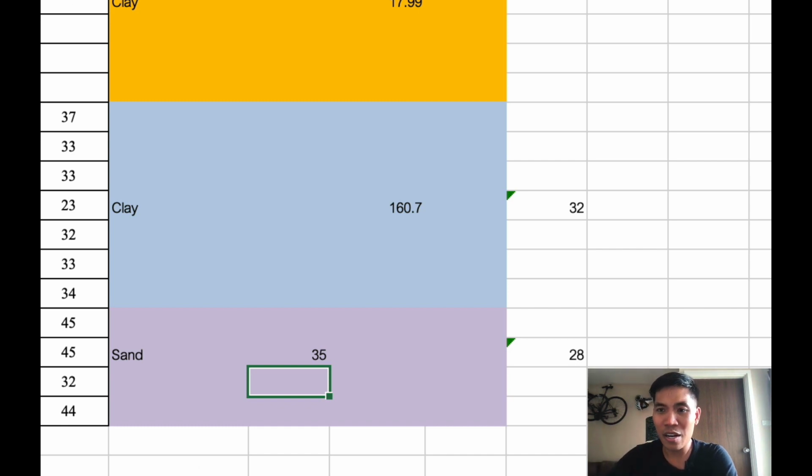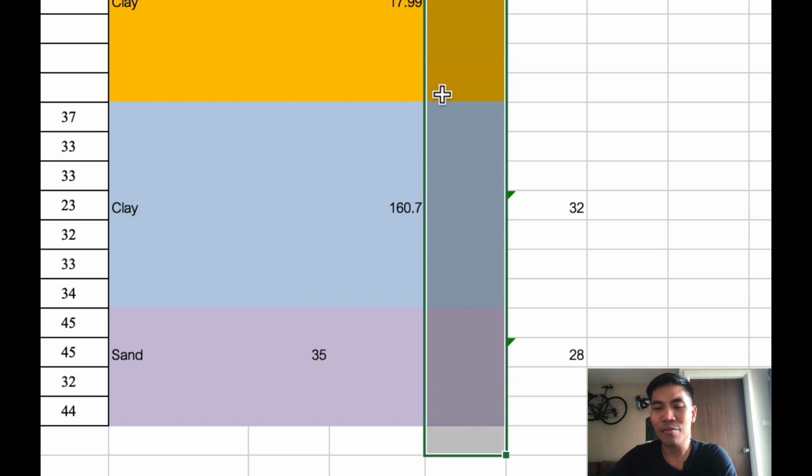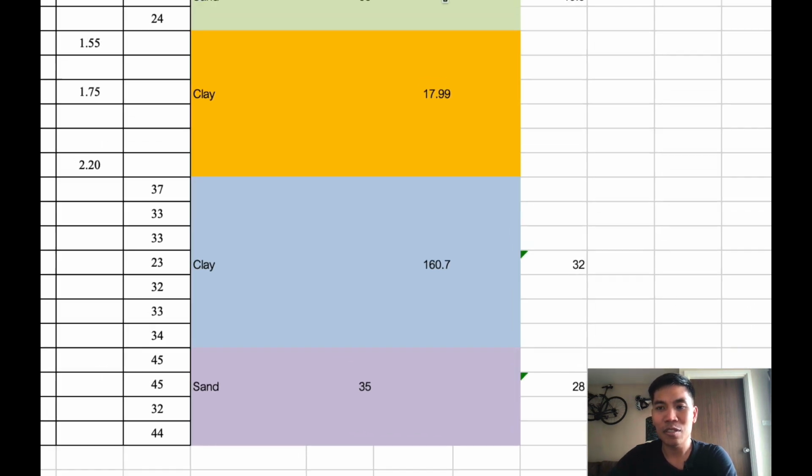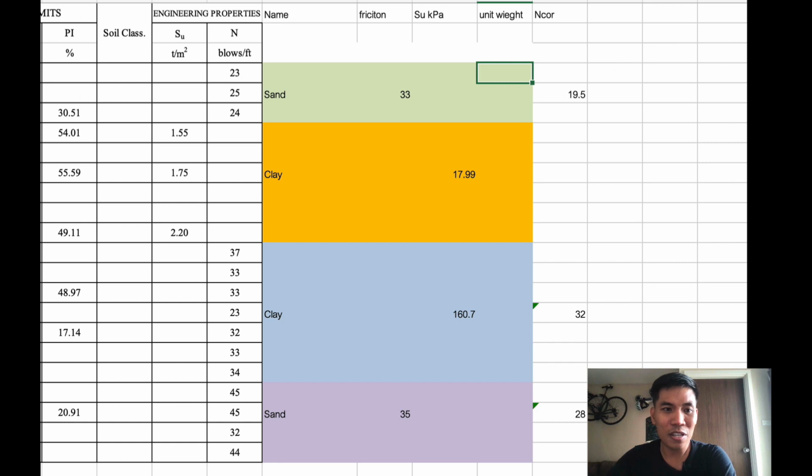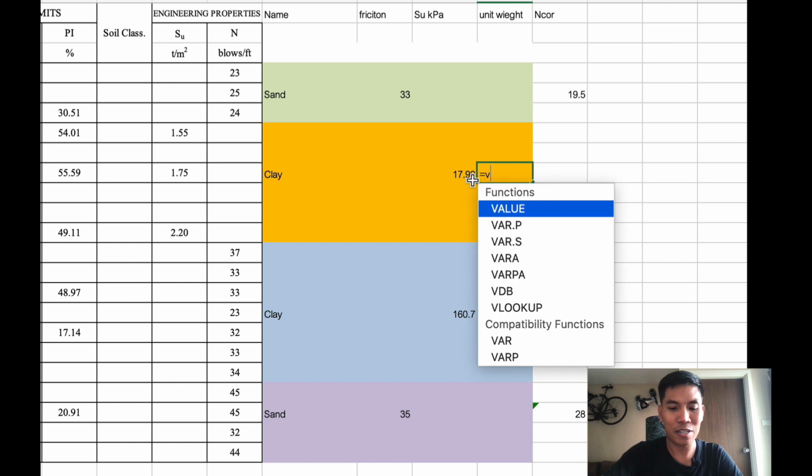We still have the other column that we have to calculate. If we collect the sample by using SS, where is our unit weight, around here, so it's equal to the average again.